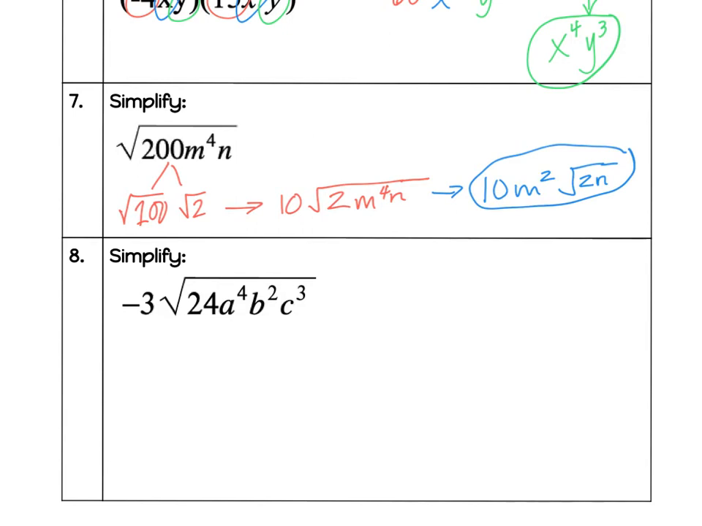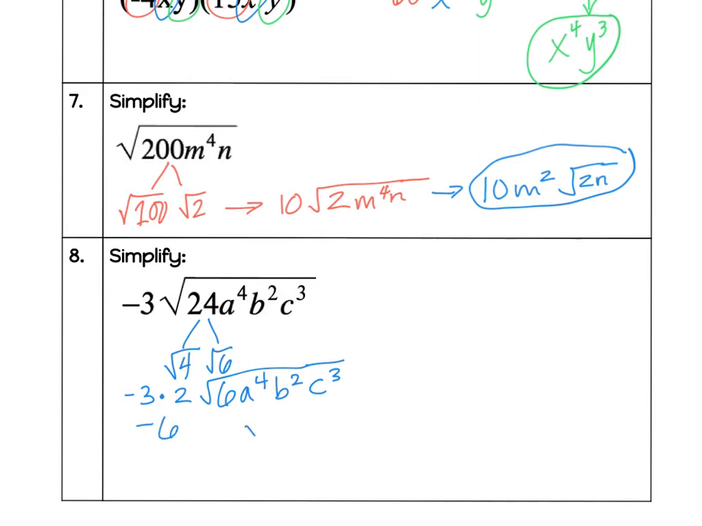The last one on this page is number 8. So let's first simplify this 24. 4 times 6 gives me 24, and 4 is a perfect square. So when I take 4 out of the radical sign, it becomes a 2, and I leave 6 inside. Negative 3 times 2 gives me negative 6 on the outside.